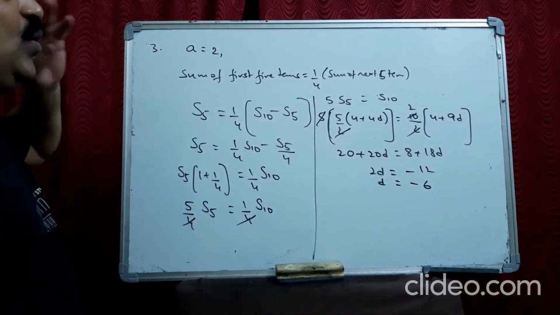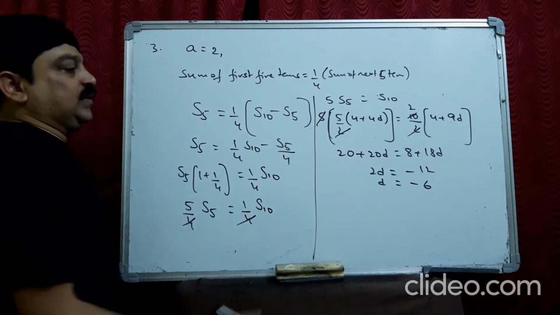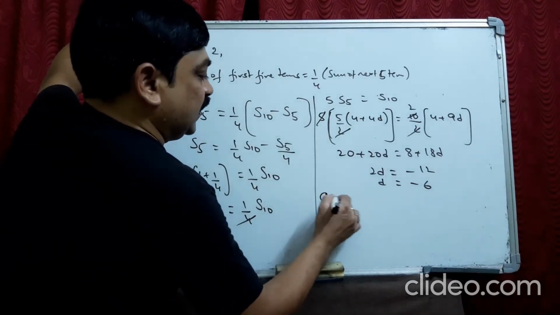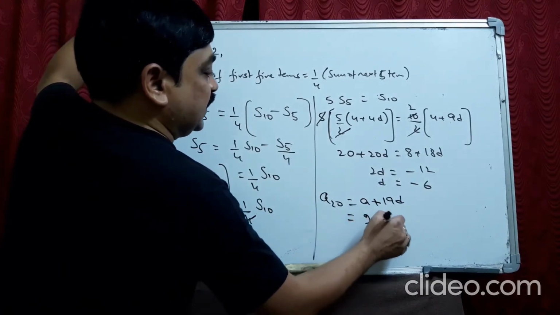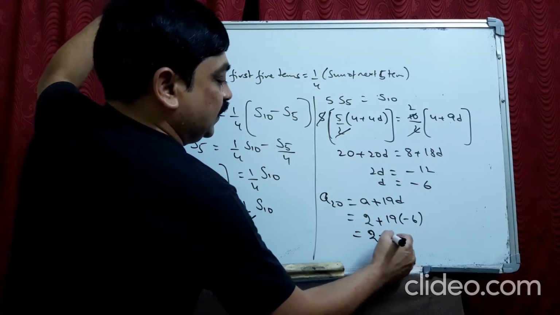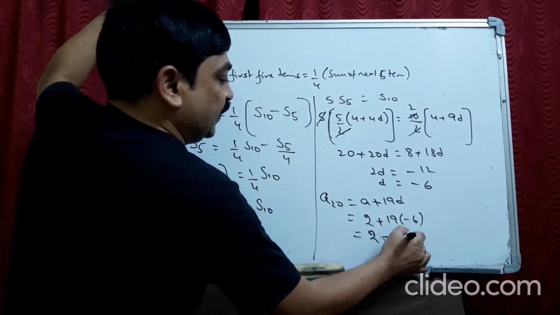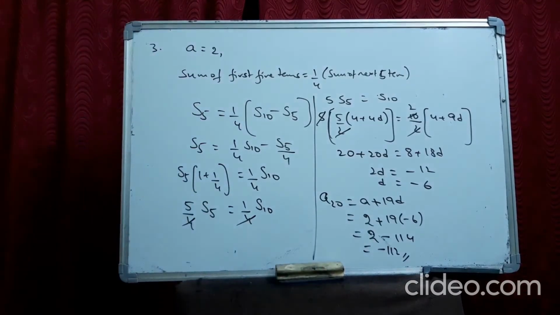That means you got the A value and you got the D value. What did they ask us to show? 20th term. So A20 is nothing but A plus 19D. A is 2, plus 19 into minus 6. So 2 minus 114, which is minus 112. This is what they asked us to prove.